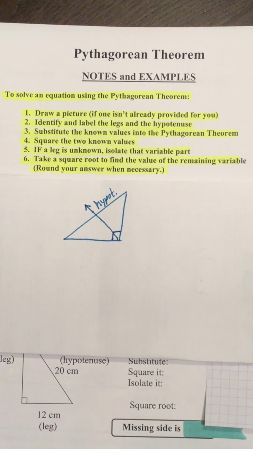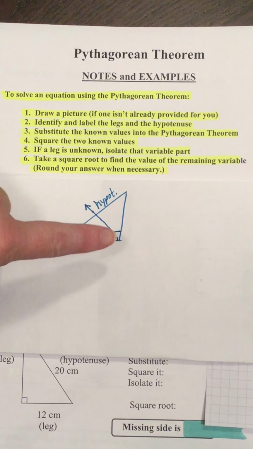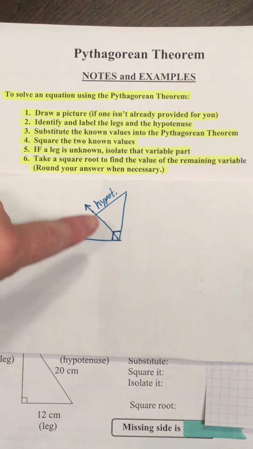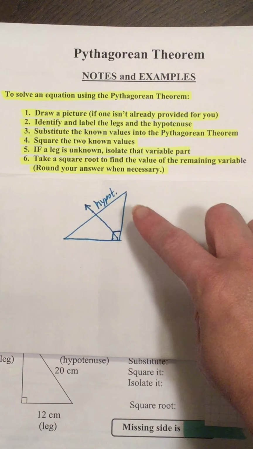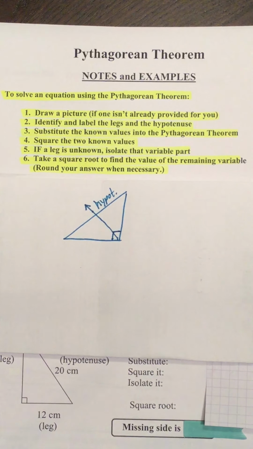So if you're not sure, find that 90-degree corner and then draw an arrow, and that'll tell you exactly which side is your hypotenuse. It's a great help. Okay, so you're going to identify and label the legs and the hypotenuse. You're going to substitute the known values into the Pythagorean theorem. So let's say they give you a leg and your hypotenuse. Then you would put those into the formula and find the length of the missing side.